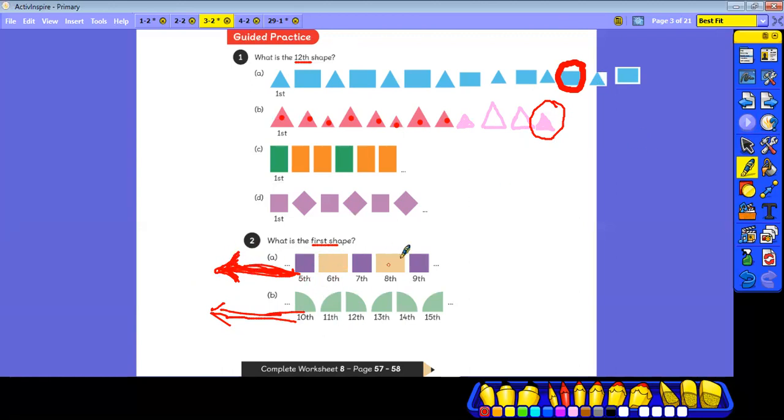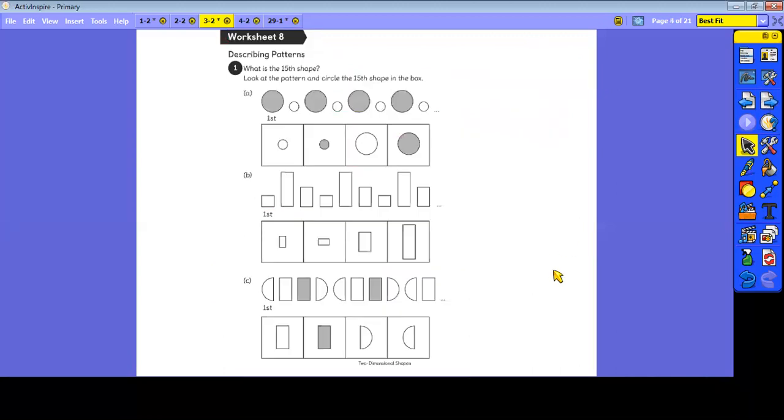But you're given a good indication of the pattern here in the pictures. It's just whether or not you could use your odd and even number facts to help you, or whether you're going to need multiples of something else. Okay, right. If you do finish that in less than an hour, then you know what comes next. It is your worksheet 8, describing patterns. And the first question says, what is the 15th shape?